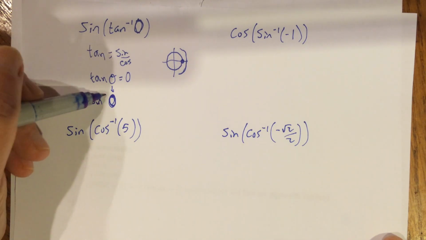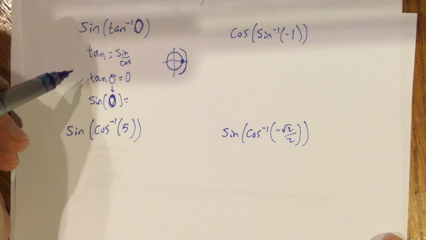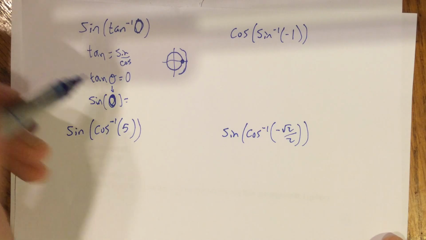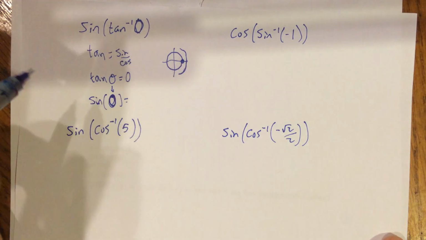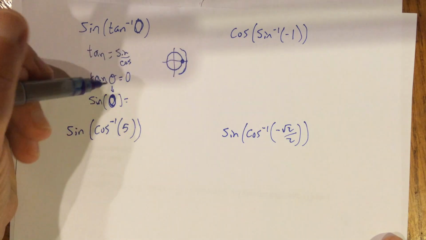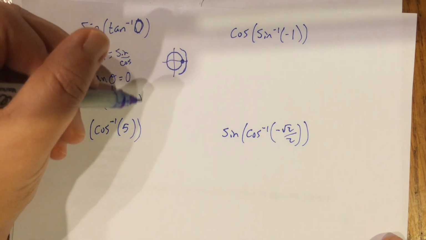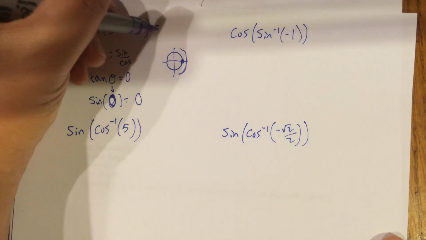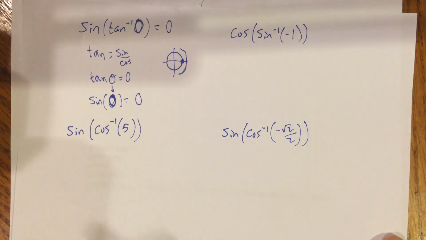So really, I'm just looking for sine of 0. Well, sine of 0 is also right here. Sine is my y, that's 1, 0. So sine of 0 is also 0. So sine of tan inverse 0 will just be 0. It's kind of like when we were doing functions and we were subbing a function into another function. Same idea. So let's do sine inverse of -1.